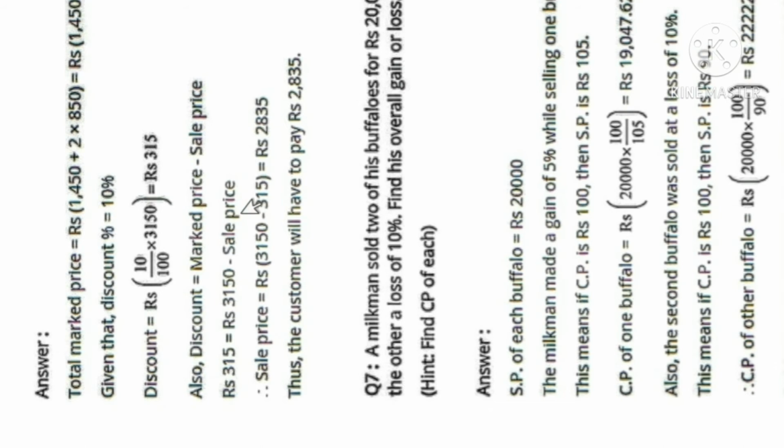It will become minus. So rupees 3150 minus 315 equal to rupees 2835. Thus, the customer will have to pay rupees 2835.